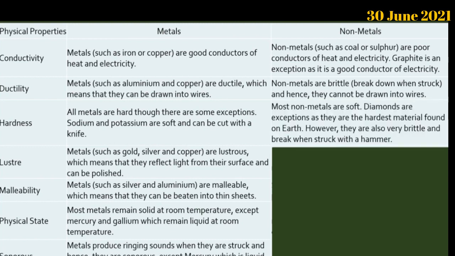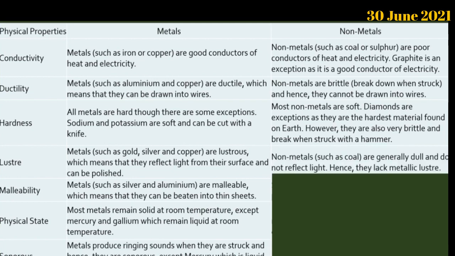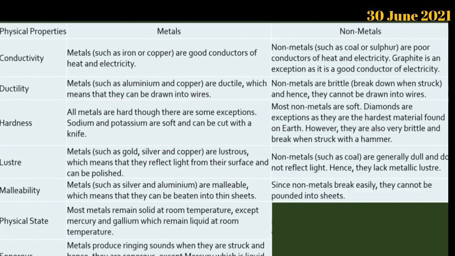What about hardness? Metals are hard, right? And non-metals are soft, right? But diamonds are hard. And what do you mean by diamond? Diamond is again a carbon, and carbon is a non-metal. Luster. Metals are lustrous, they shine. And non-metals generally don't shine. They lack luster. Right? What about malleability? Ability of converting them into sheets? Metals are malleable and non-metals are not malleable. They cannot be pounded into sheets.